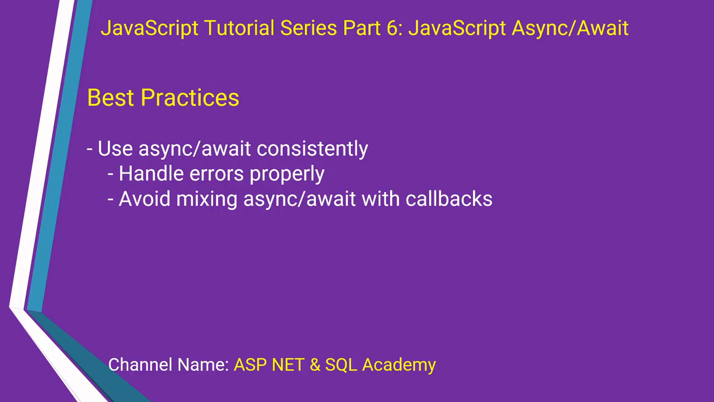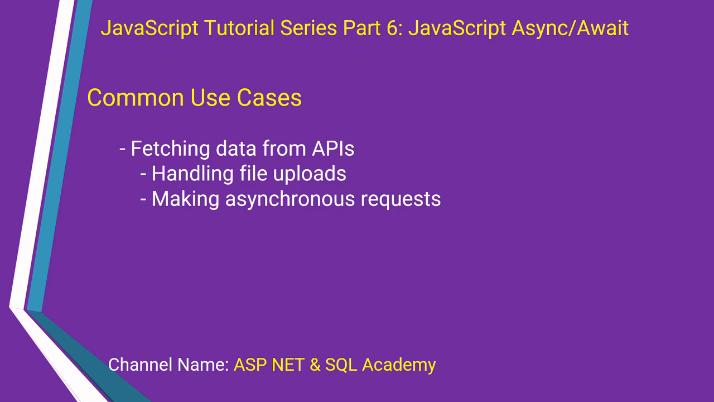Following best practices for event handling can help improve the performance and accessibility of our code. Async await is commonly used for fetching data from APIs, handling file uploads, and making asynchronous requests.